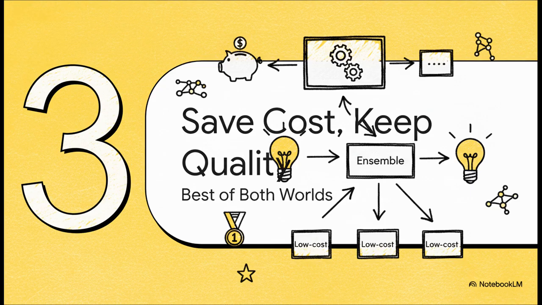Okay, so we have these two strategies now, routing and ensembles. How do we bring them together to solve that core problem every single builder faces? How do we get that top-tier quality but at a cost that doesn't make us cry? This is where the practical magic really happens.